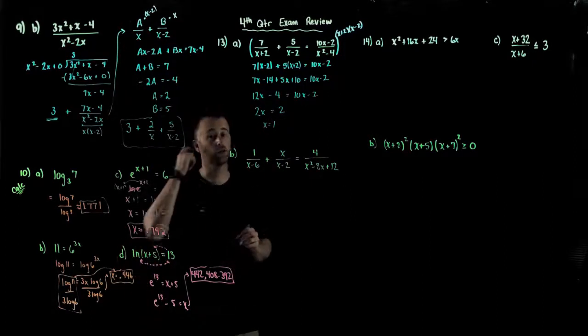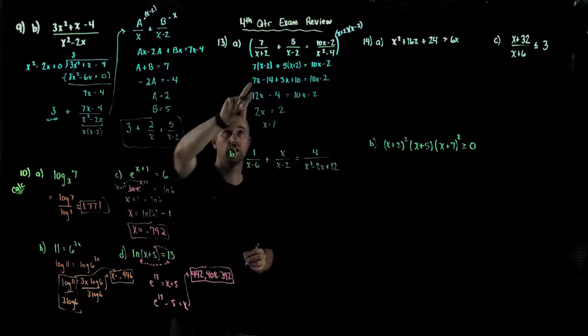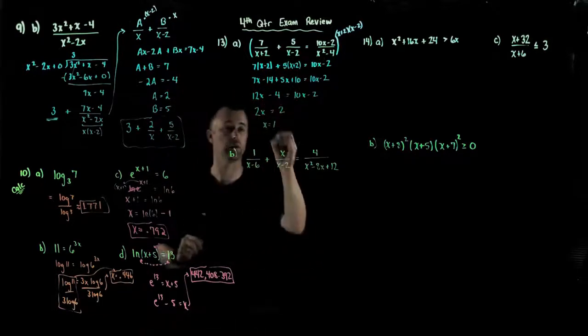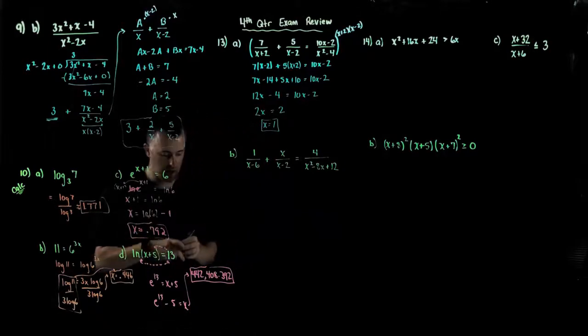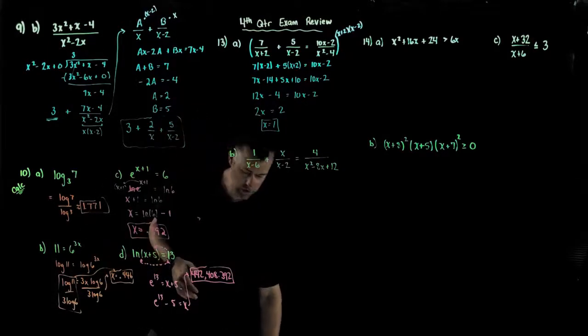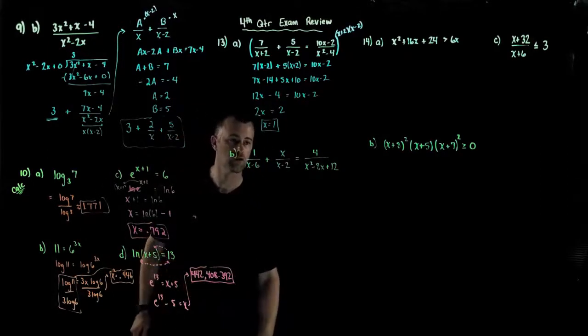Now make sure when you do this, you check for extraneous solutions. 1 is not extraneous because it doesn't make the denominator 0. So we are good. So that's going to be 13a. Next up, we have 13b. I'm going to try the same thing here.